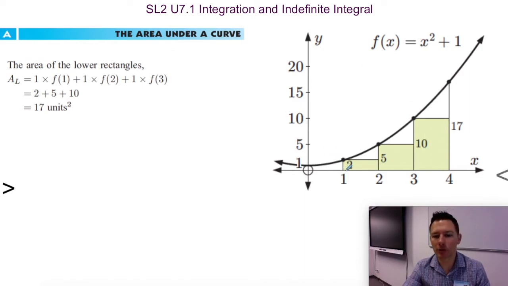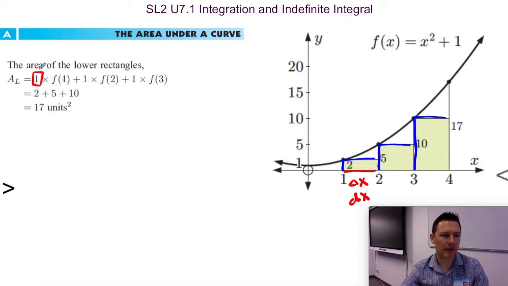We're going to call them the lower rectangles because we're using the lower corner of the rectangle to approximate that. And we could say, well, each one is 1 unit wide. This is the change in x. I'm going to call it delta x, or maybe dx. So this is the dx, right? The change in x, the dx. And so is this, and so is this, right?